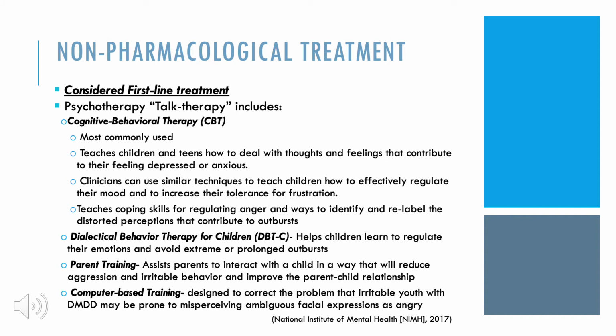Dialectical behavior therapy for children, or DBT-C, assists children in learning how to regulate their emotions and avoid extreme or prolonged outbursts. Parent training helps parents to interact with a child in a way that will decrease aggression and irritability while improving the parent and child dynamic. Computer-based training is designed to correct the problem that most youth with irritable mood have, and that is misperceiving ambiguous facial expressions as being angry.